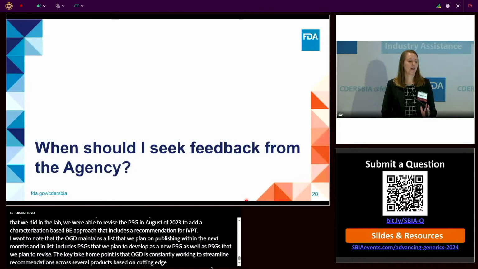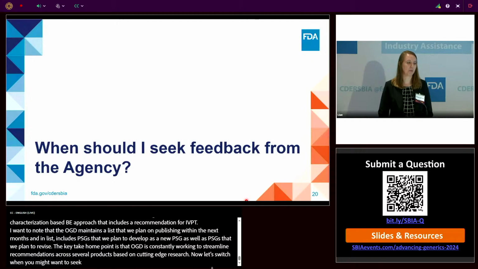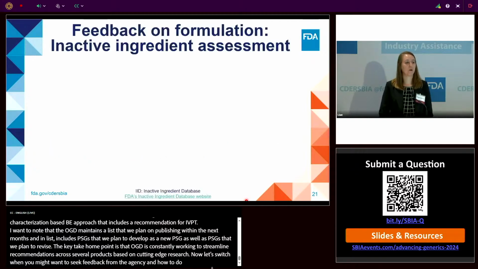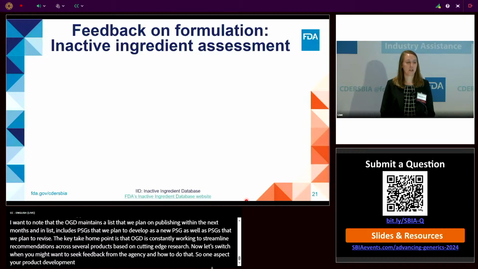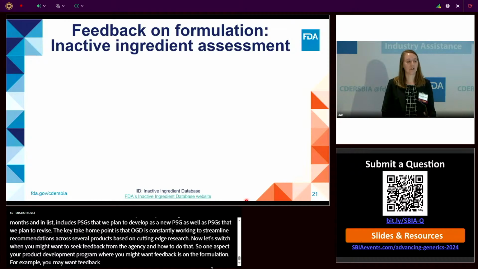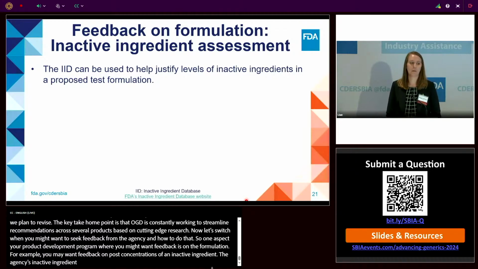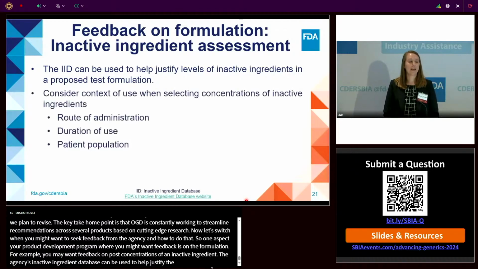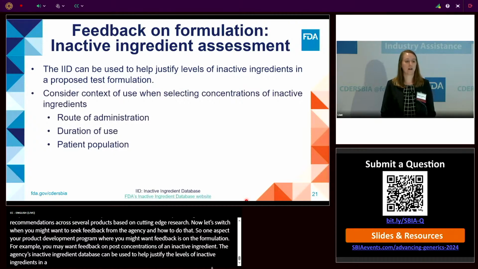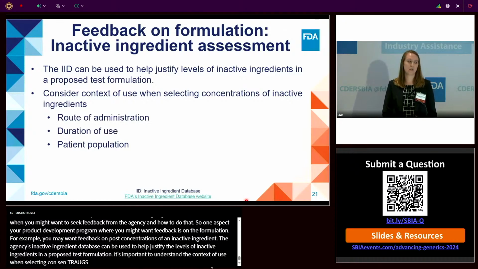Now let's switch to when you might want to seek feedback from the agency and how to do that. So one aspect of your product development program where you might want feedback is on the formulation. For example, you may want feedback on the proposed concentrations of an inactive ingredient. The agency's inactive ingredient database, or IID, can be used to help justify levels of inactive ingredients in a proposed test formulation. And it's important to consider the context of use when selecting concentrations of inactive ingredients. For example, the route of administration, duration of use, and patient population.